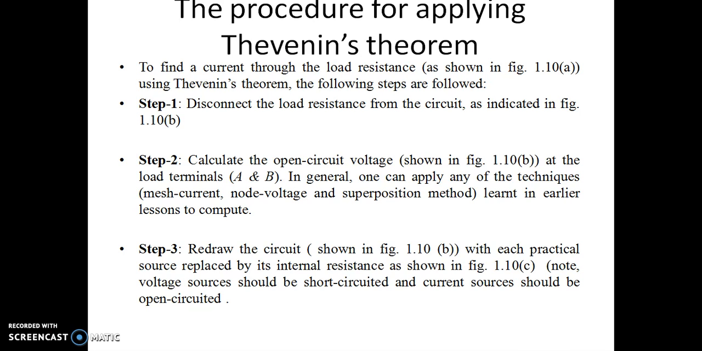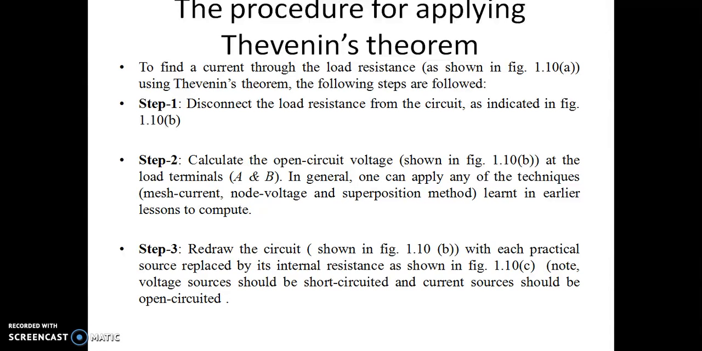To find the current through the load resistance using Thevenin's theorem, the following steps are followed. Step 1. Disconnect the load resistance from the circuit as shown in figure 1.10b. Step 2. Calculate the open circuit voltage shown in figure 1.10b at the load terminals A and B. In general, one can apply any of the techniques, mesh current, node voltage and superposition method learned in earlier lessons, to compute it. Step 3. Redraw the circuit shown in figure 1.10b with each practical source replaced by its internal resistance as shown in figure 1.10c.